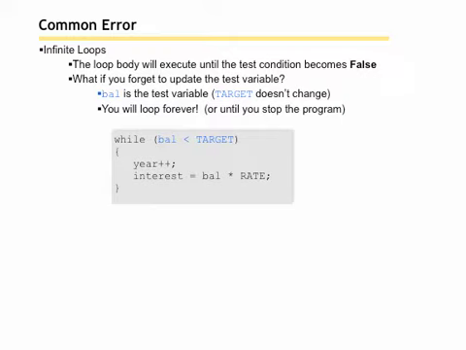A common error is to write an infinite loop by not updating the value of the loop control variable inside the loop. Recall that there are three parts to every loop. You have to initialize the loop control variable, test the loop control variable, and update the loop control variable. In this code example, while bow less than target, if bow is less than target, we enter the loop: year plus plus, interest equals bow times rate. Note that inside the loop we don't modify bow, which means that it will never be equal to or greater than target. It will always be less than target because we're not updating it inside the loop. So be on the lookout for infinite loops.